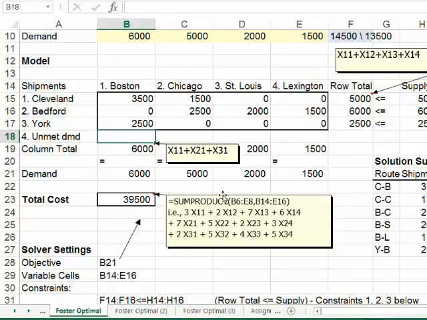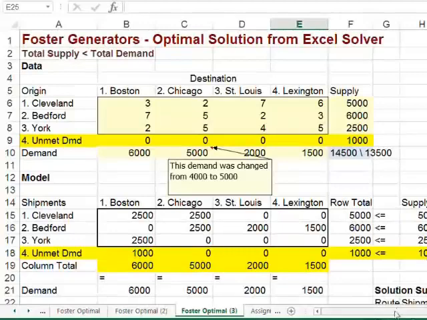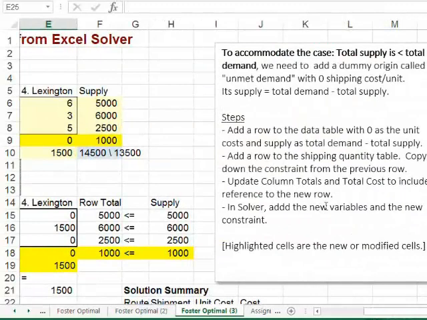Okay, and then what else? If you see here, you will see all the steps. What we're doing is adding a dummy origin called unmet demand. That is an extra row, and the shipping cost should be 0 because the unmet demand is not an amount that is being shipped, so there is no cost involved. So the unit costs are 0 for the unmet demand variables. What did we just do? We added a row to the data table, and we're going to put a 0 as the unit cost, and then the supply and total demand.